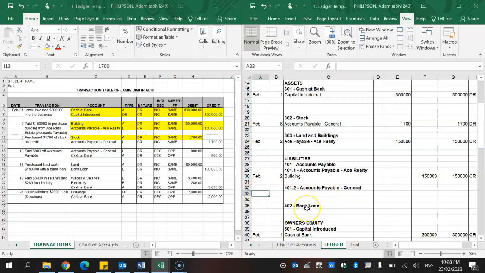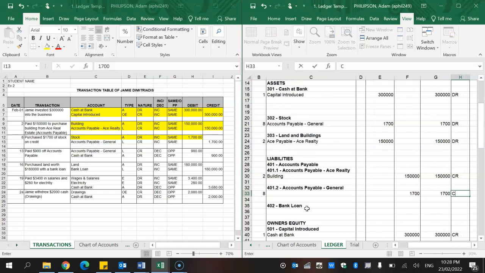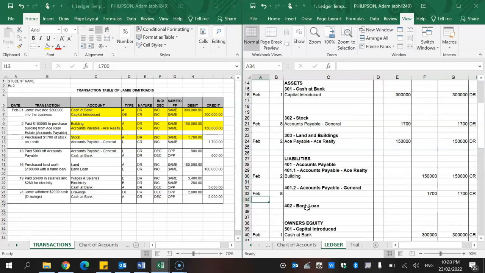And now $1,700 credit to the accounts payable general account. So we're coming in here, February the 8th, $1,700, and our balance is $1,700 credit. Our particulars from the other side of the journal entry, stock, okay, stock, and I'm going to highlight that so that we've done it.